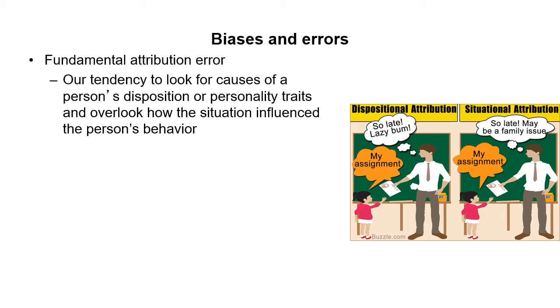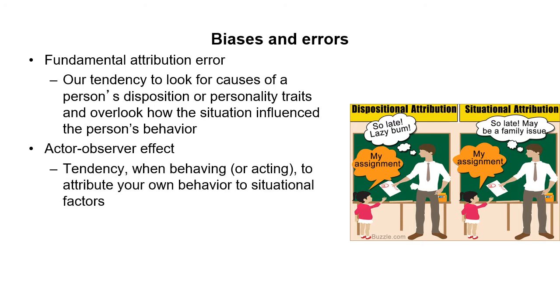When you see someone, let's say in a sport, who throws a punch, we don't look at the situation typically. We just look at the internal, and that they had no self-control. So the fundamental attribution error is when we basically look at other people and we blame their negative behaviors especially on their internal and not on their situation.